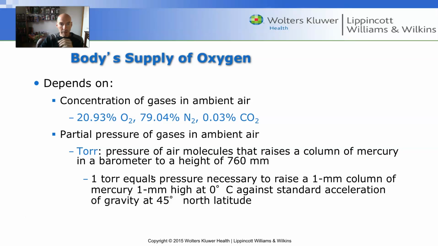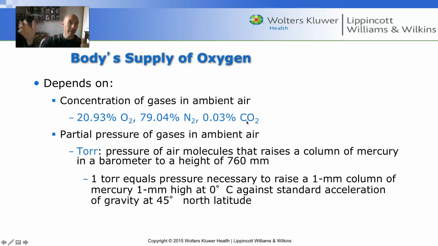So let's talk about the air around us. Now this is something that we've already talked about a little bit. The air around us has basically a fixed concentration of the different gases, okay? So the air around us is composed of 20.93% oxygen. Remember, we talked about that when we were talking about calibrating the metabolic cart, etc. And it only has 0.03% CO2.